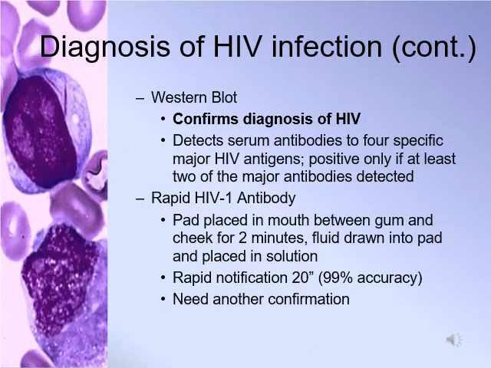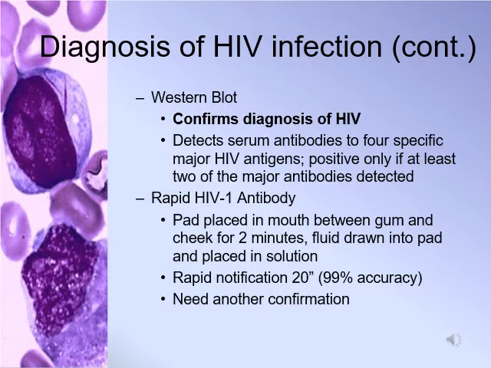The Western blot then would be used to confirm the diagnosis of HIV. It detects the serum antibodies to 4 specific major HIV antigens, so positive if at least 2 of the major antibodies are detected. So they would do that ELISA first, and then they would confirm with a Western blot.